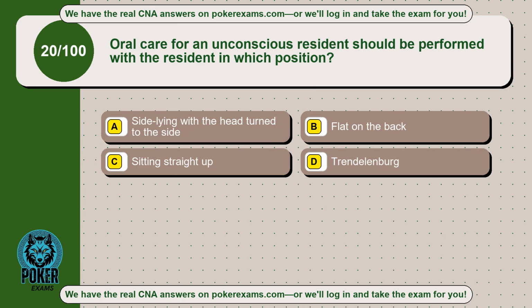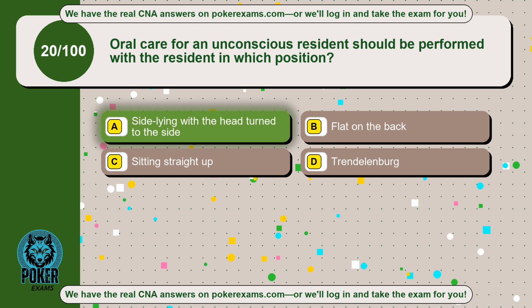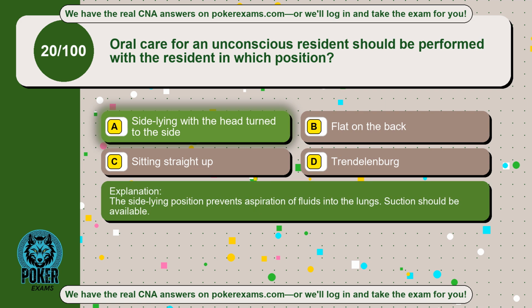Question 20. Oral care for an unconscious resident should be performed with the resident in which position? Option A, side lying with the head turned to the side. Option B, flat on the back. Option C, sitting straight up. Option D, Trendelenburg. The correct answer is option A. Side lying with the head turned to the side. The side lying position prevents aspiration of fluids into the lungs. Suction should be available.